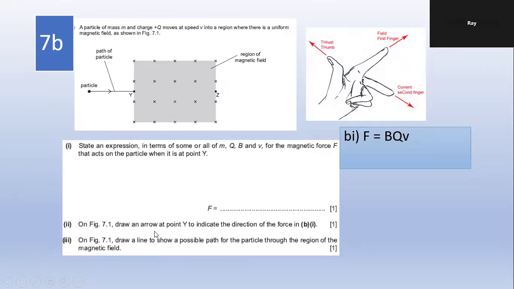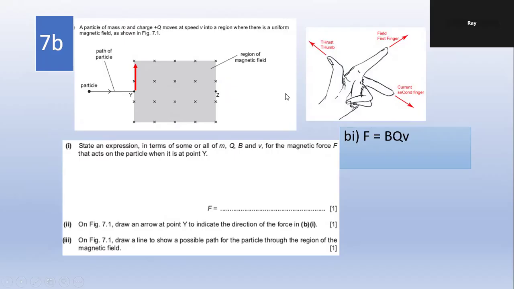On figure 7.1, draw an arrow at point Y indicating the direction of the force. So it means left hand rule. Where's the direction of the force? Upwards or downwards? Right, the field is into the page. Current is to the right. Force is outwards, so can get or not? There is a force, yeah.